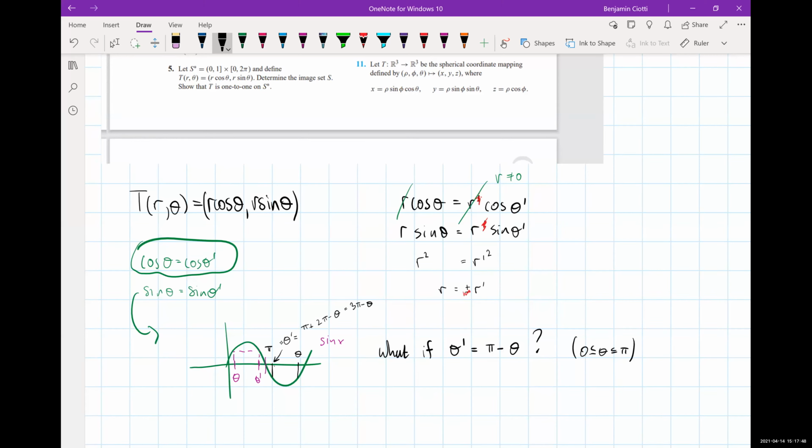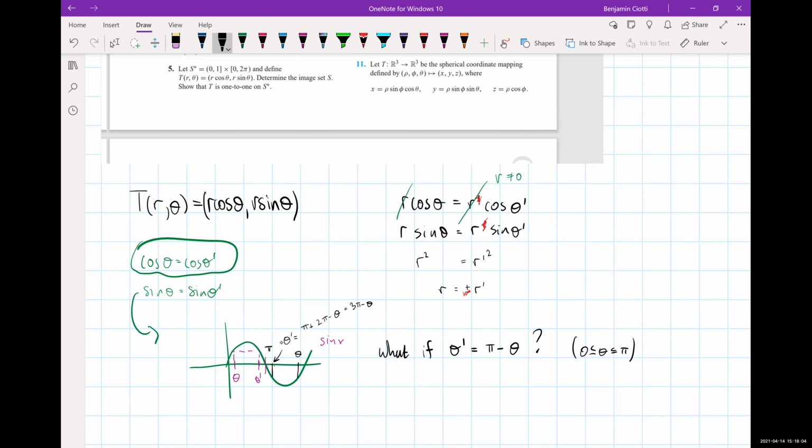Okay, so that's, yeah, the first one was if 0 is less than or equal to theta less than or equal to pi, and the second one is pi less than theta less than or equal to 2 pi. Oh, yeah, it's just less than 2 pi because we can't be 2 pi.